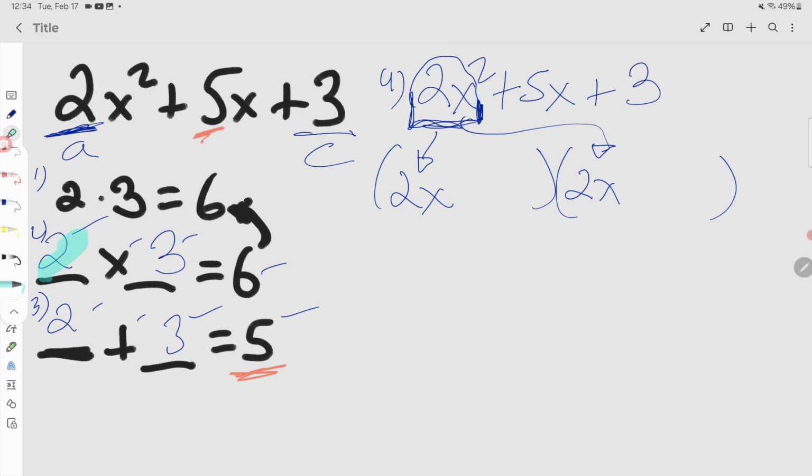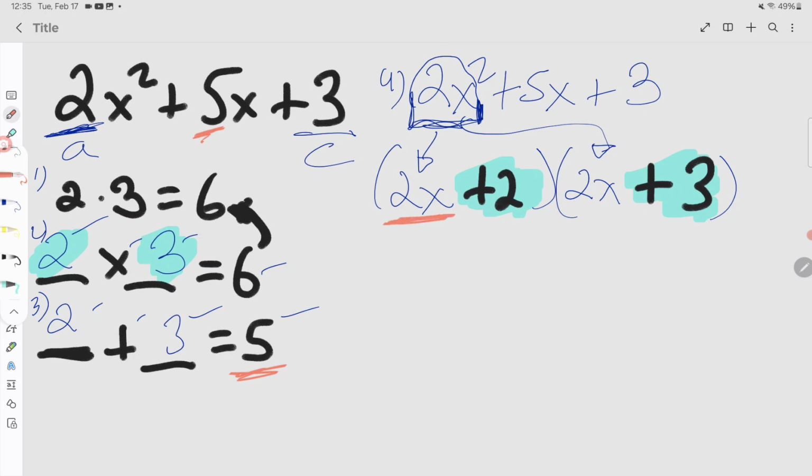So this is what I mean. You're going to take the 2 here, and you're going to put the 2 over here. Then you're going to take the 3 here, and you're going to put the 3 over here. So that's going to give you plus 2 here, and plus 3 here. And this is very close to the factored form.